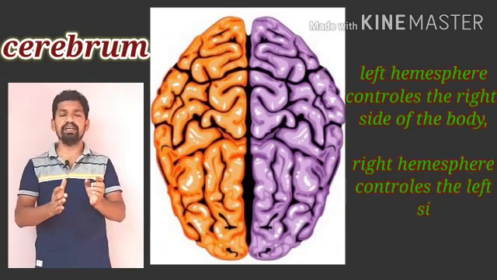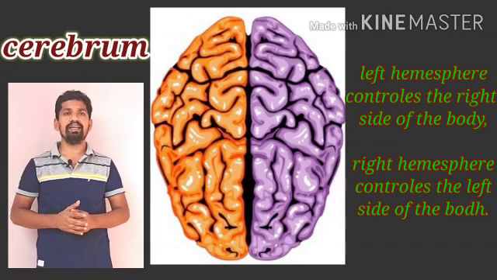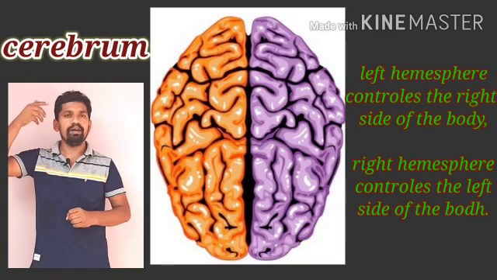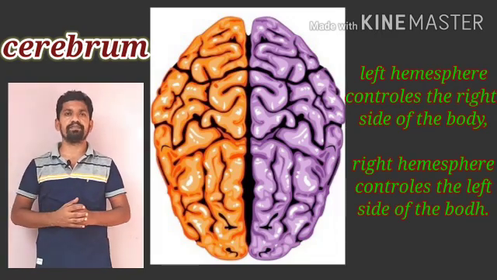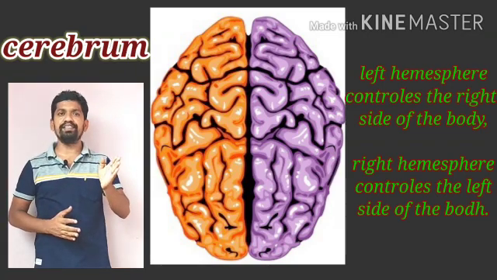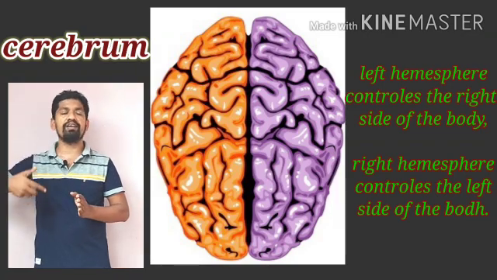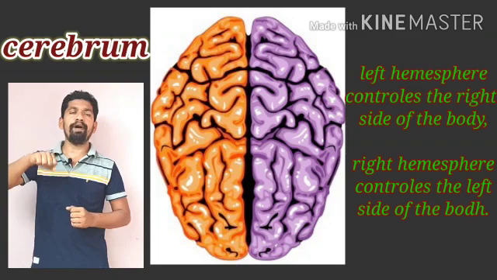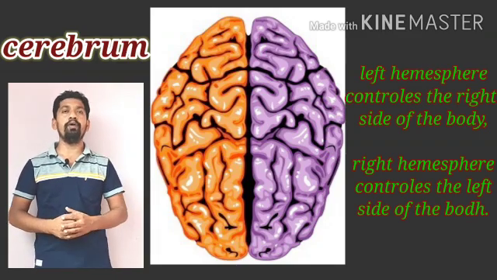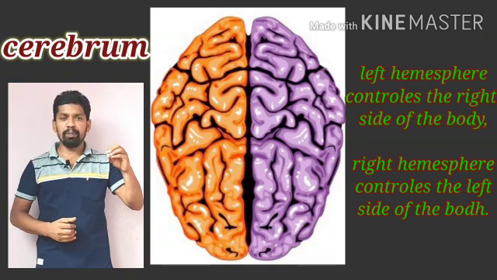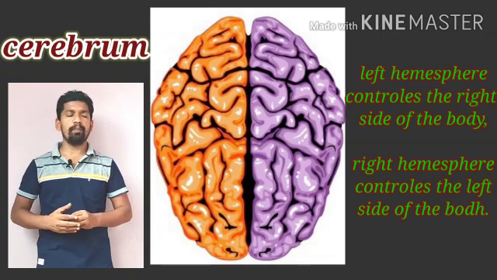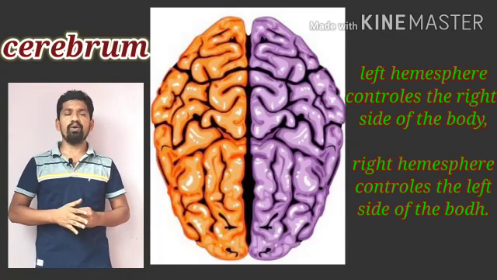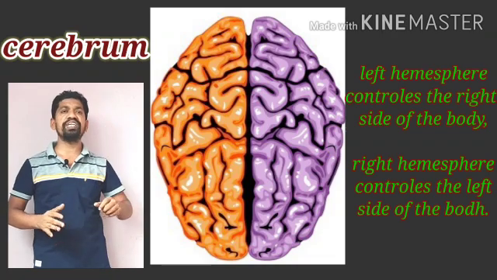A special thing about the left and right cerebral hemispheres is that the left cerebral hemisphere has the power to control all the parts of the right side of the body. In the same way, the right cerebral hemisphere has the power to control the left side of the body. So the left cerebral hemisphere controls the right portion of the body, and the right cerebral hemisphere controls the organs in the left portion of the body.